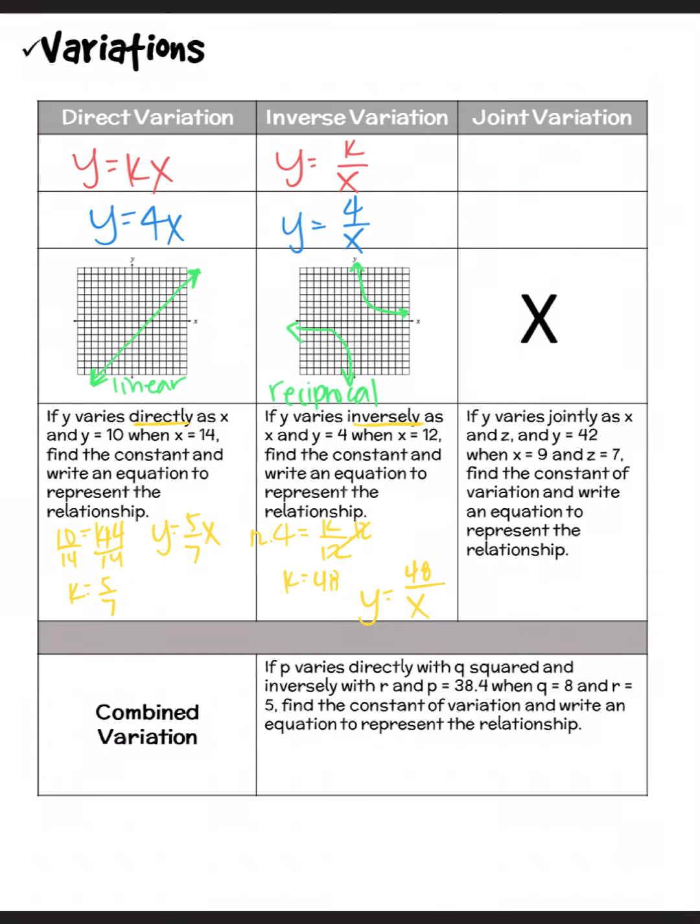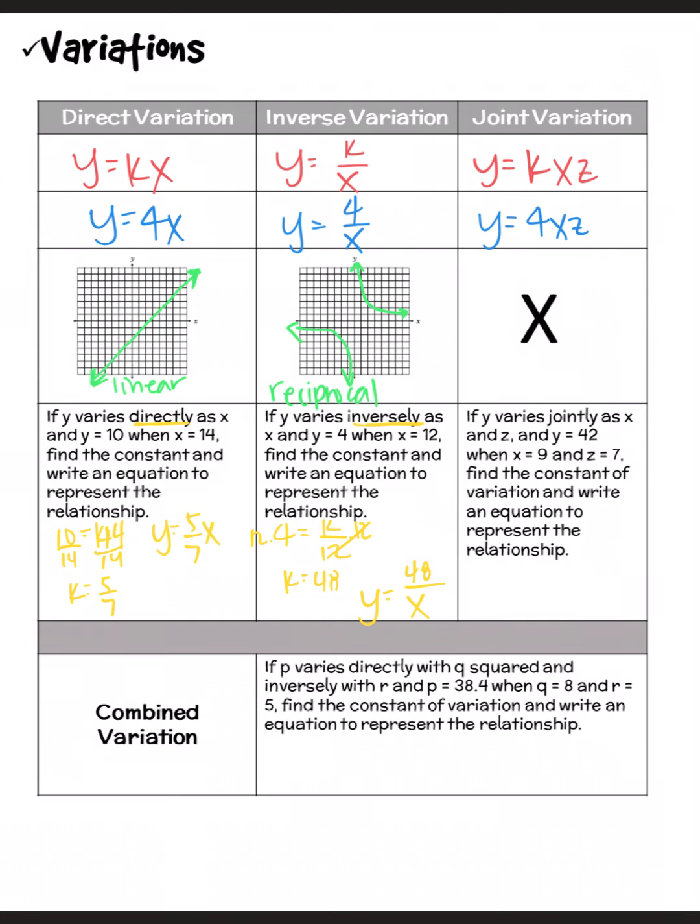Finally, we have joint variation. This is going to be the one, remember, with 3 variables. So we've got y equals k times x times z. Our 3 variables are y, x, and z. K is just a number, it's a constant. So an example would be y equals 4 times x times z. Again, the constant in this example is 4. There is no graph of this.